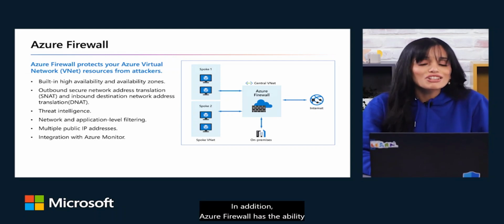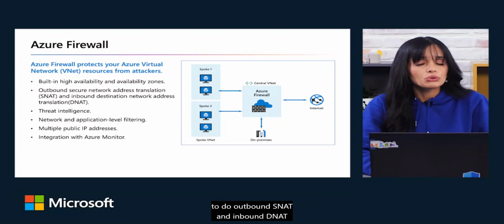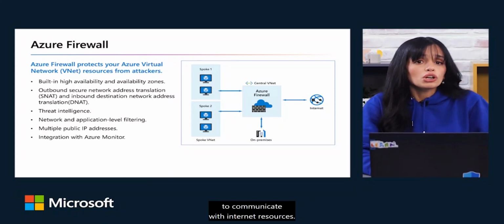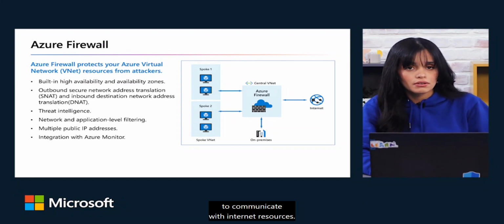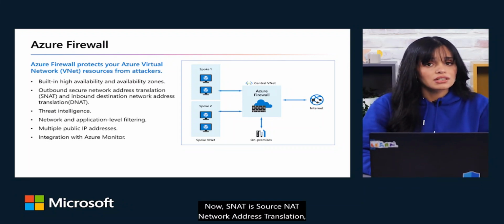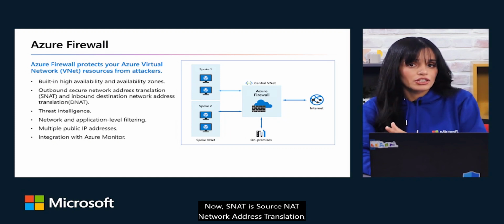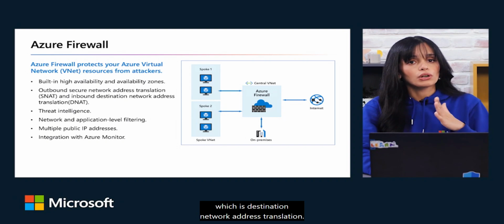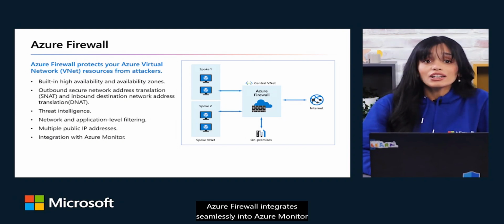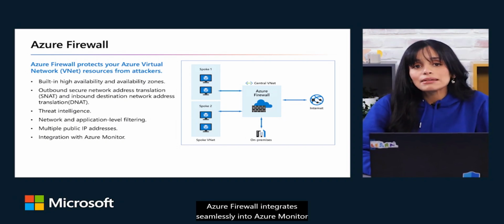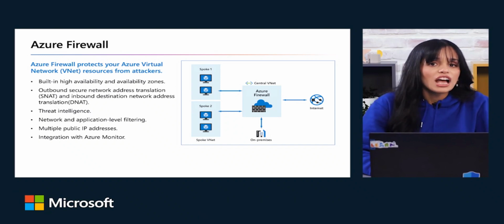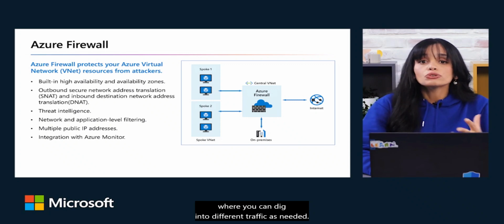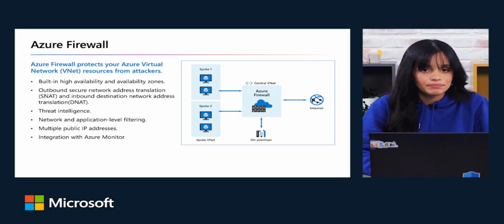In addition, Azure Firewall has the ability to do outbound SNAT and inbound DNAT to communicate with internet resources. Now, SNAT is source NAT, network address translation, and DNAT is destination NAT, which is destination network address translation. Azure Firewall integrates seamlessly into Azure Monitor, so you have access to all the logs where you can dig into different traffic as needed.